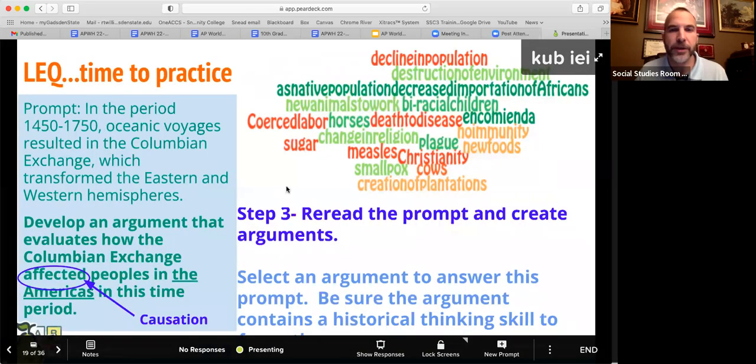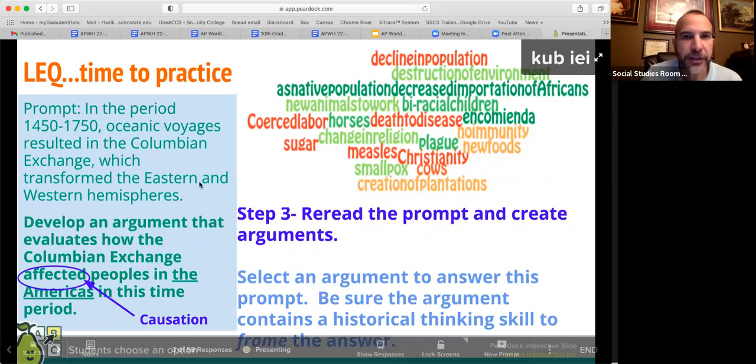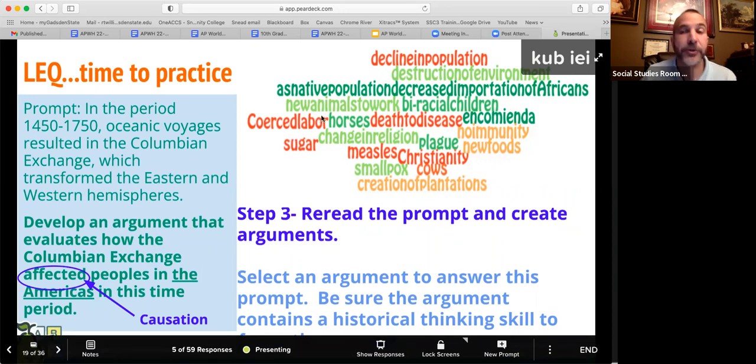Okay. So you see this word cloud or bubble up here. Decline of population, coerced labor, some of the animals traded like horses, exposing the New World to horses. And obviously the spread of Christianity, the spread of smallpox. That's all some key terminology there that you could mention. All right, let's look at the responses now to this particular question.